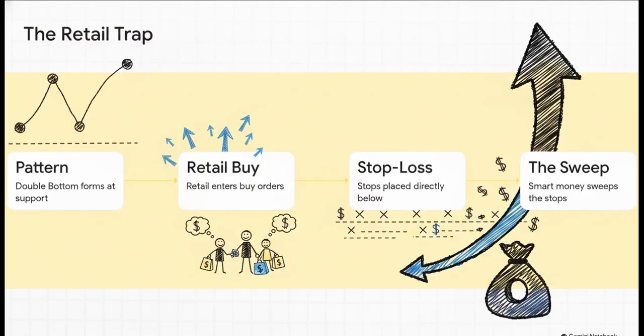And this brilliantly illustrates the exact anatomy of a retail trap. Let's walk through these steps together. Step 1, a beautiful double bottom forms at a perceived support level. Step 2, retail traders see this textbook pattern and they eagerly enter their buy orders. Step 3, naturally, they place their stop losses safely tucked just below that support line. And step 4, smart money deliberately manipulates the price down, sweeping those stop losses, accumulating enough liquidity to fuel their giant buy orders. And then the price absolutely skyrockets exactly as you originally predicted, just without you.